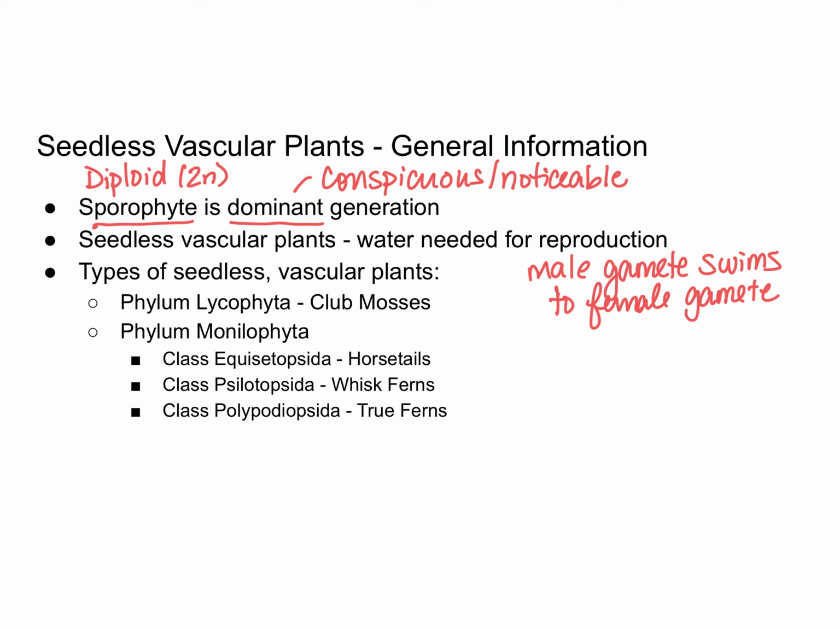As you can see, there are a couple of different phyla and classes that are associated with the seedless vascular plants. So the first one is phylum Lycophyta, which is primarily represented by these plants called club mosses. And then phylum Monilophyta consists of horsetails, whisk ferns, and true ferns. And we're going to talk about each of these in more detail on the following slides. So first, let's take a look at phylum Lycophyta.